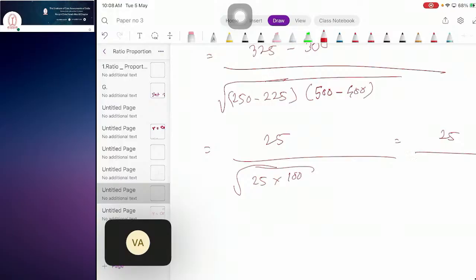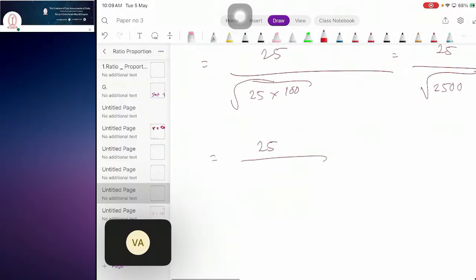So that gives you 25 upon under root of 2500. So that comes out to be 25 times 5. Let's solve. Under root of 2500, that value is 50. So 25 divided by 50 comes out to be half, that is 0.5.